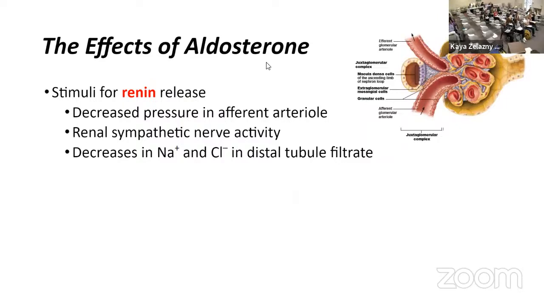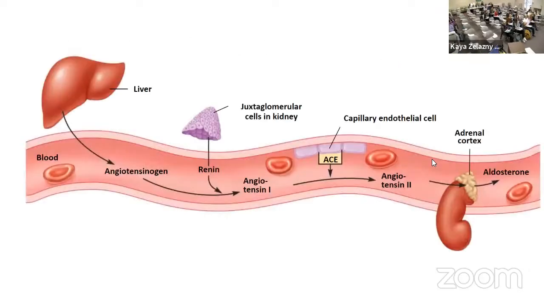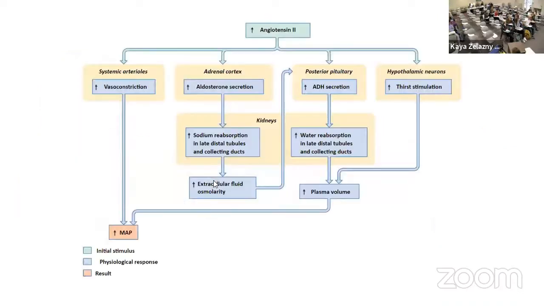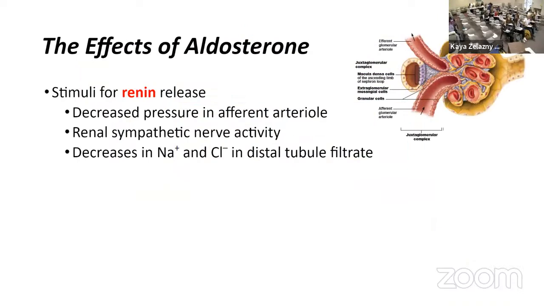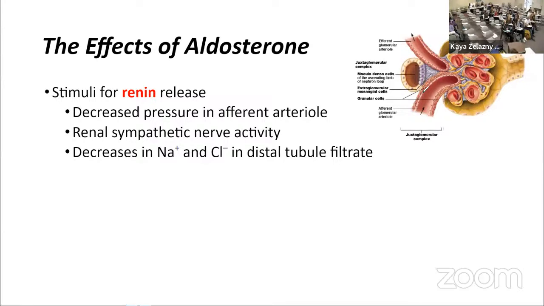So our effects of aldosterone, right? We need stimuli for the release of renin, which was the start of this pathway. I'm gonna just slow back, right? So the renin is coming from juxtaglomerular cells in the kidney. It's what helps us activate the angiotensinogen to angiotensin 1. Then we need endothelial cells in the capillary with these ACE receptors to convert to angiotensin 2. But we need that renin, right, to start this pathway off. Okay, so the renin is coming from these cells in our juxtaglomerular complex, right?